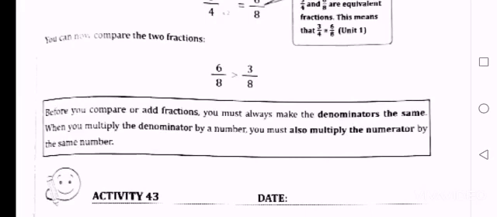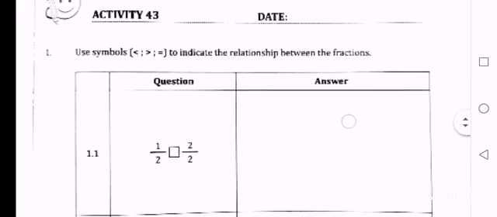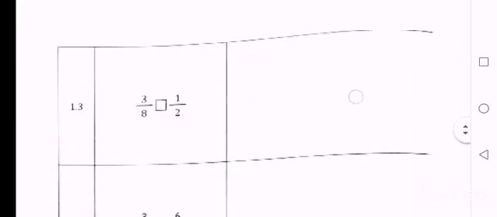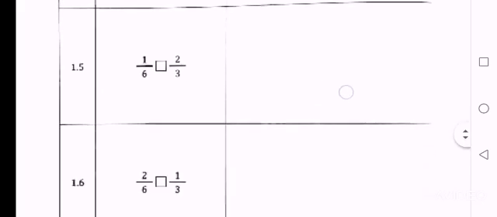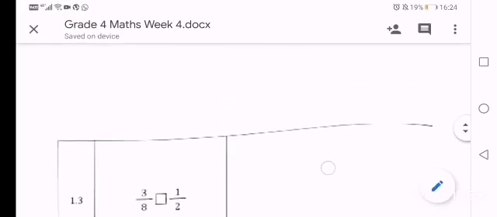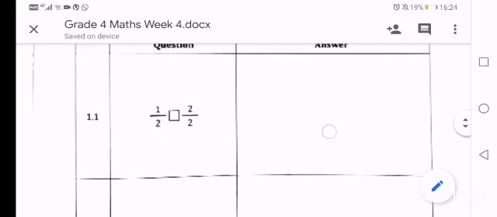Okay, then you're going to complete activity 43. For Tuesday, I want you to do 1.1 until 1.5. And then Wednesday, you do 1.6 to 1.10. So I'm not going to send another video on Wednesday, okay, because it's the same work.